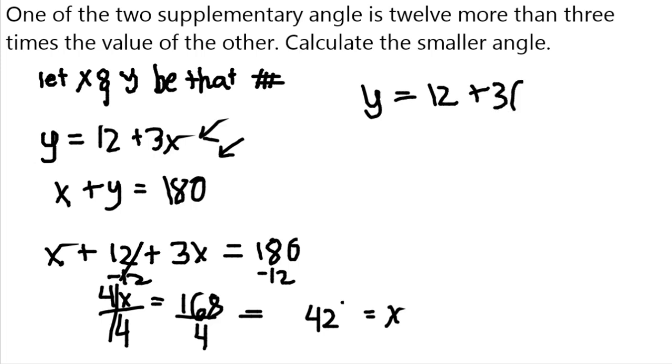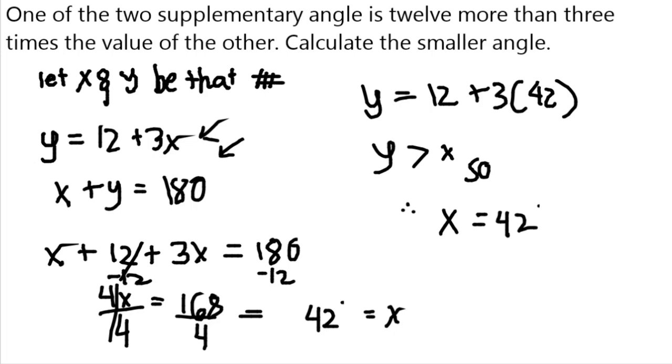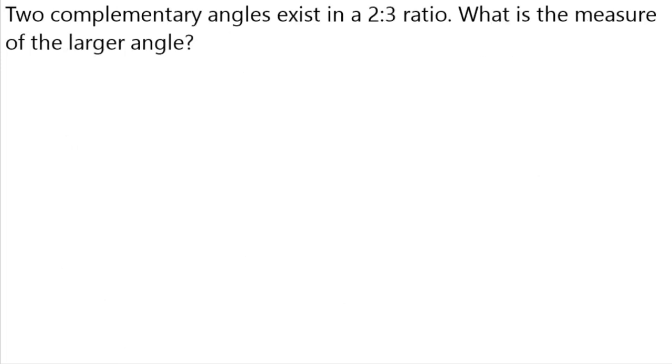Now if we calculate the angle of y, we can see that it is much bigger than the angle of x. In the problem, we were asked to calculate the smaller angle. So therefore 42 is the smallest angle, and that's the answer. Next: two complementary angles are in a 2 to 3 ratio. What is the measure of the larger angle?